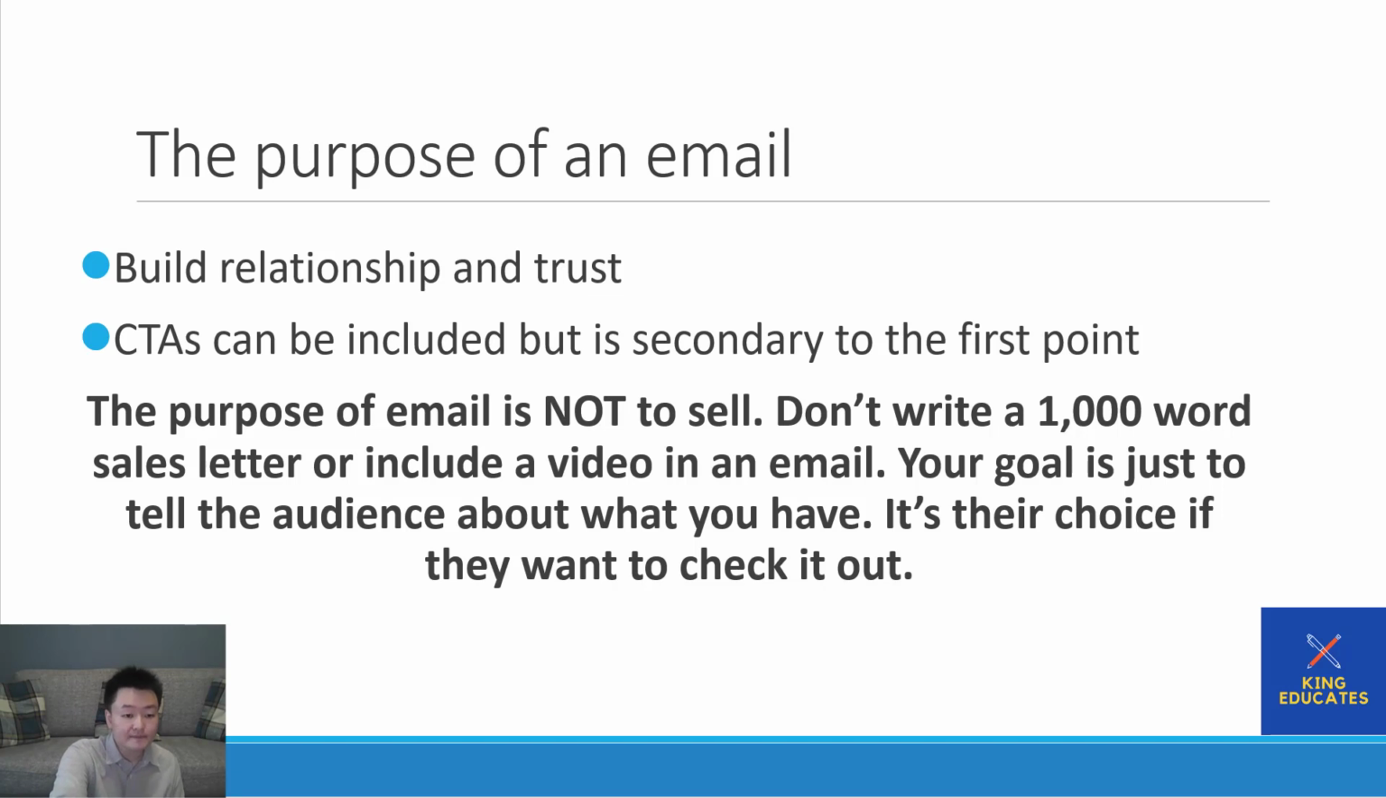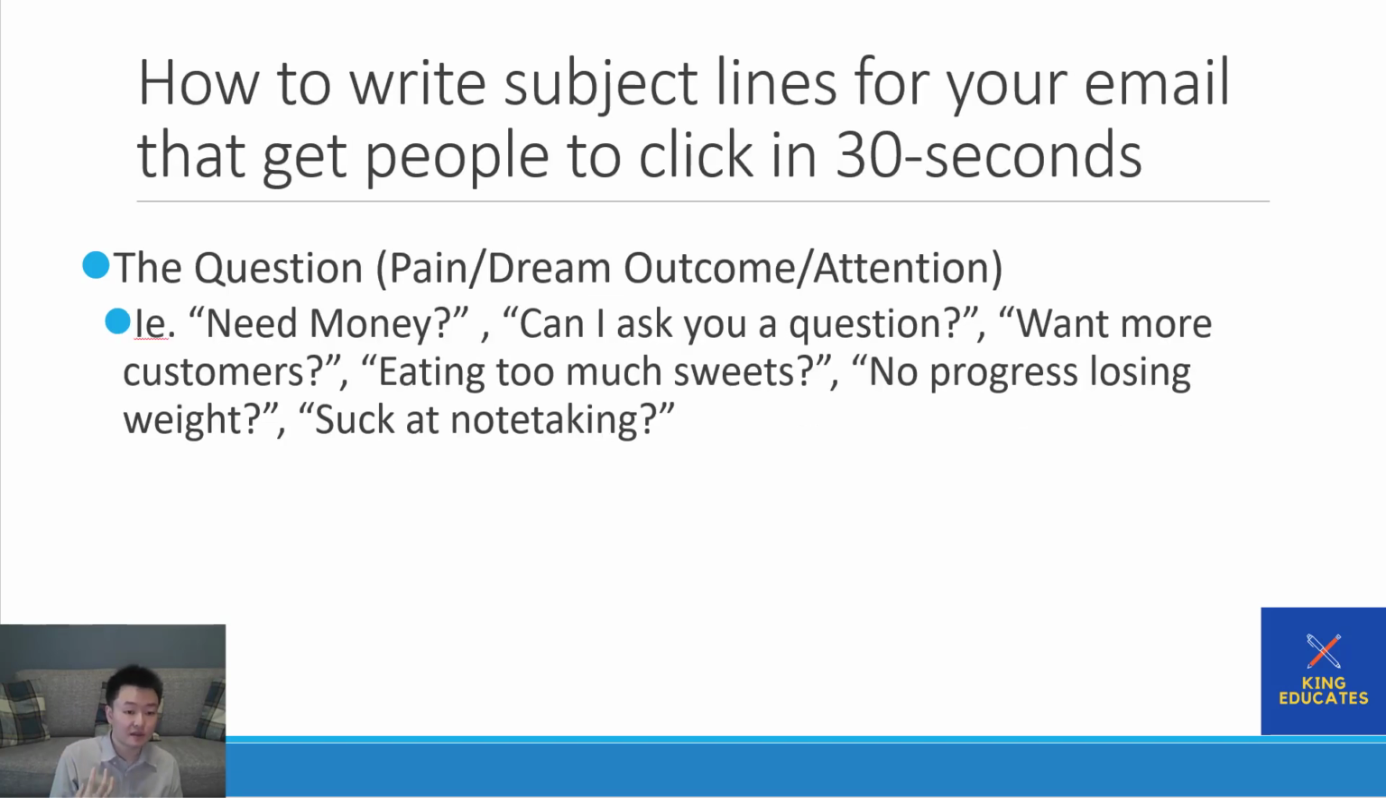So keeping that in mind, how do you write subject lines for your email that gets people to click in 30 seconds? There's only one way, right? Well, actually, there's more than one way, but I'm going to show you the easiest way. The question. That's it, right? And with this one question, you're going to get their attention by appealing to their pain or dream outcome, right? You're going to open a loop that you're gonna close in your email, a psychological loop. That's what cliffhangers do if you've ever watched Netflix, right?